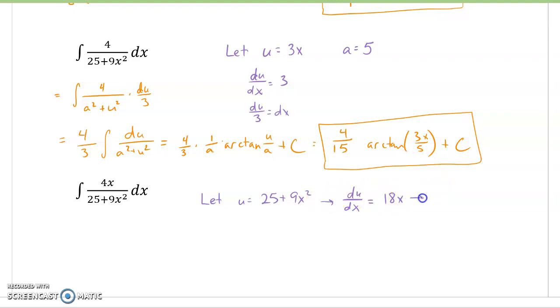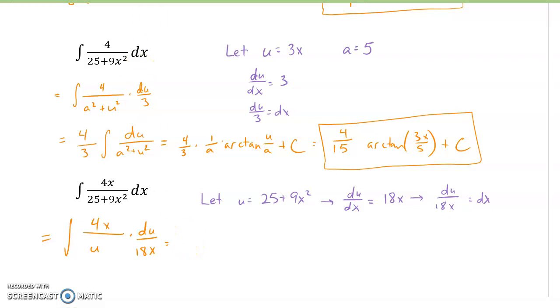So we'll go ahead and figure out that du over 18x equals dx. So when we do our substitution, we'll leave the 4x for now. Instead of 25 plus 9x squared, we have u. Instead of dx, we have du over 18x. So before we do anything, let's note the joyous canceling of the x's. We needed that to happen. 4 over 18 gets pulled out. And we've got the integral of 1 over u du.